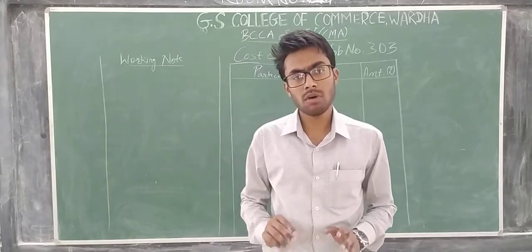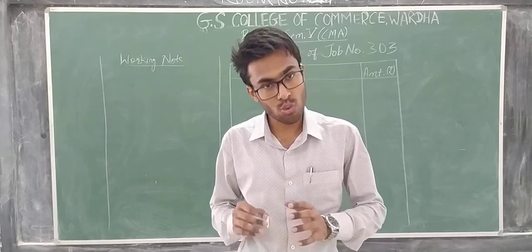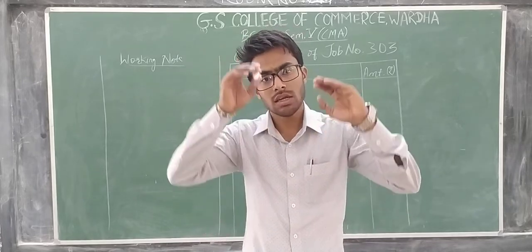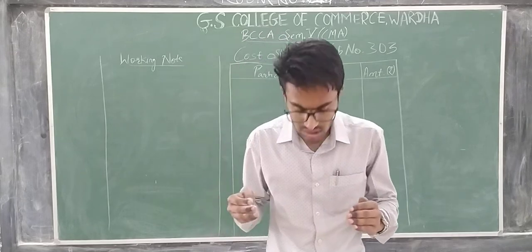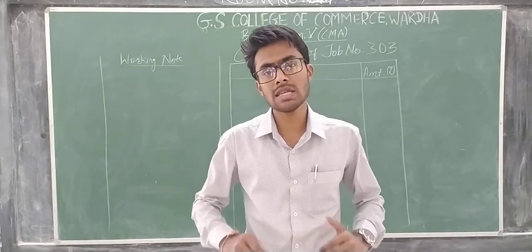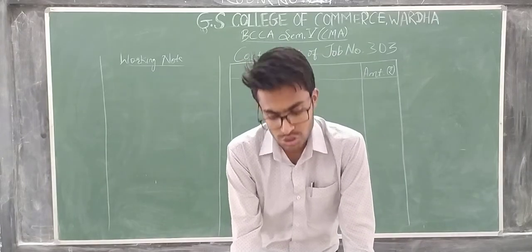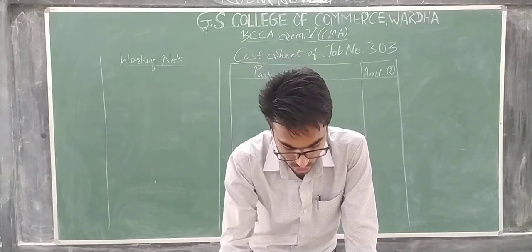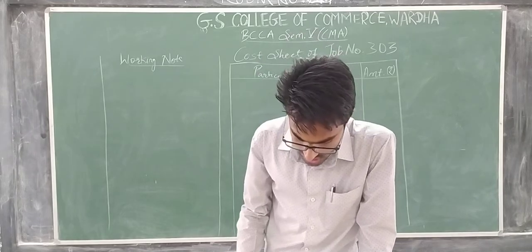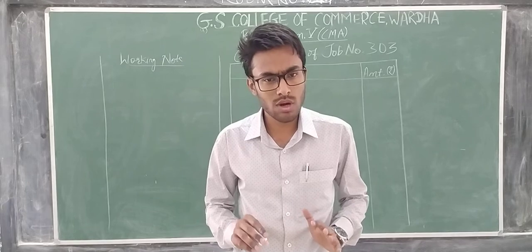Then we have information about fixed overhead. Fixed overhead is estimated at rupees 20,000 for 10,000 normal working hours. We have to calculate the total cost and the sales amount including profit using this information. Let's see what the question requires from us. You are required to calculate the cost of job 303, and calculate the price to give a profit of 25% on selling price. This is the total information given in the question.